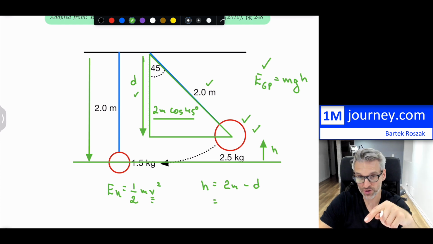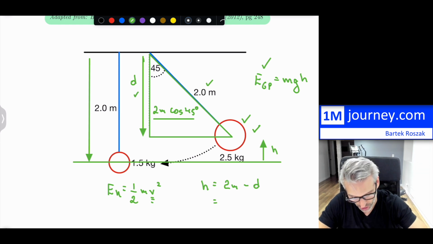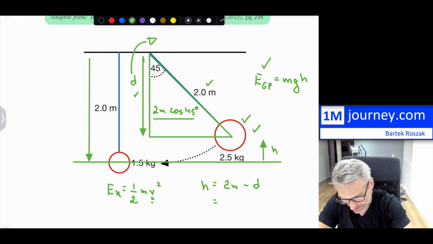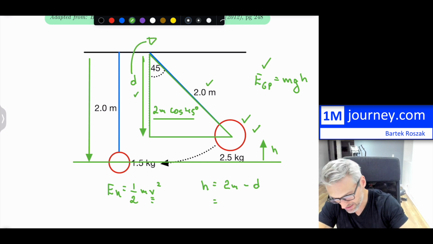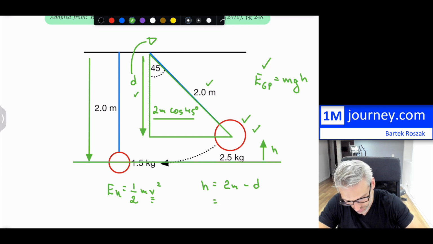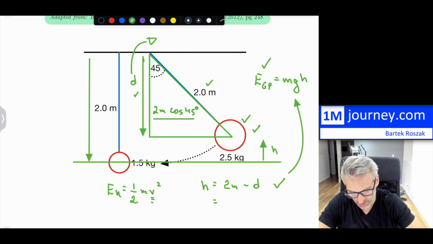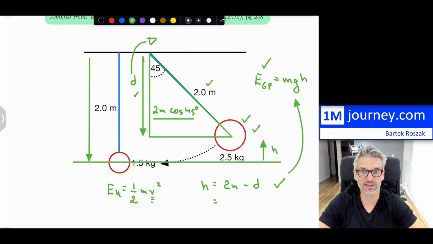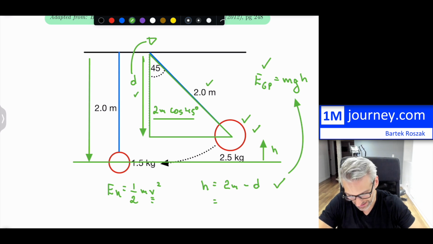All right. So let me first calculate all of this information. So let's calculate this d. That's going to be the first piece. And then I'm going to substitute that d into this h, and then we're going to find out how much gravitational potential energy we're starting with that will go into the kinetic energy. All right, so let's do that.